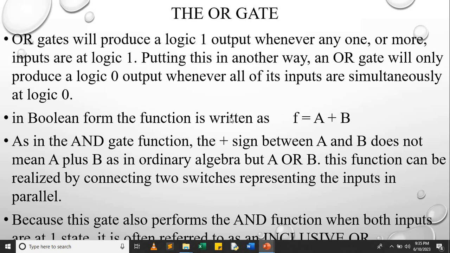Actually, the AND gate is more like multiplication. When you have 0 times anything, it will always be false. It will always be 0.